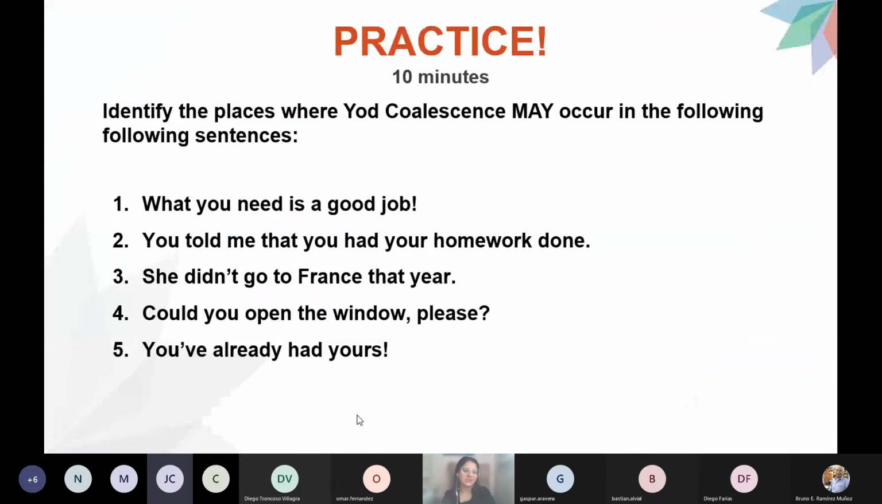Now we're going to practice yod coalescence, and for this you have 10 minutes. It says, identify the places where yod coalescence may occur in the following sentences. There you have 5 sentences, and what you have to do is identify in which places yod coalescence is happening. So off you go. Do you have any questions? If you have them, you can just ask them.